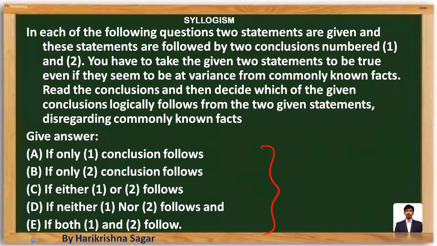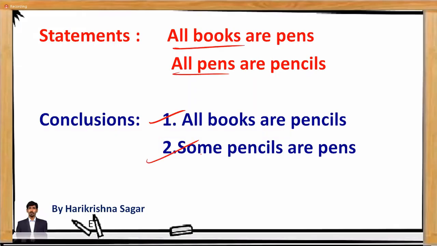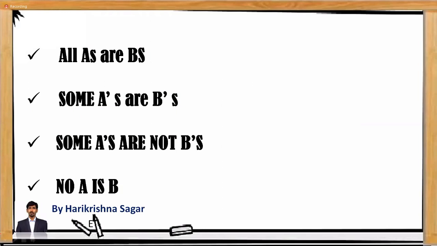When you look at the statements, here: all pens are books, and some pencils, and these types of statements we are able to see. In order to tackle these questions, you should be able to understand how to draw the diagram using the given statements. If you are capable of drawing the diagram using the given statements, you can comfortably solve these questions. So look at the first statement. What is the first statement? All A's are B's. How can we take this in the form of a diagram?